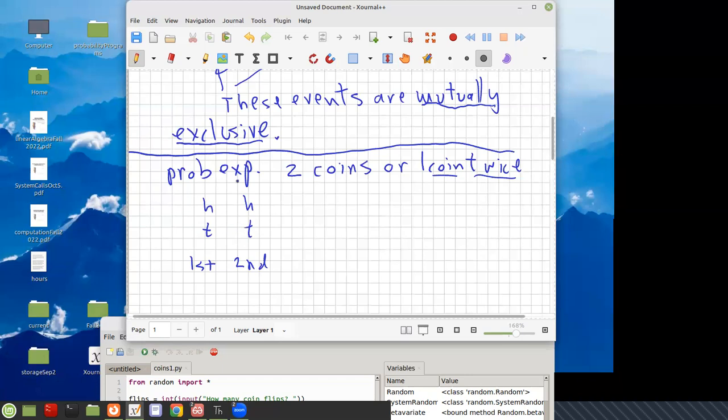We need a name for the outcomes of this probability experiment, so we're just going to stick these together. The possible outcomes of tossing two coins are: heads heads, where both coins come up heads; tails tails, both tails; heads then tails; or tails then heads. So that's the sample space. Generally, the names are a matter of convention.